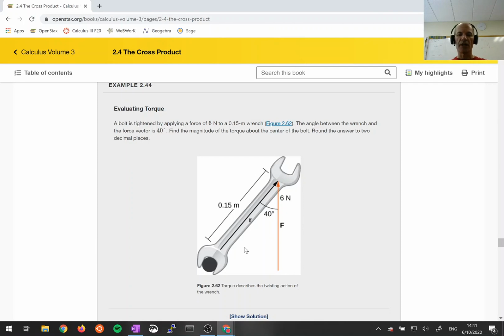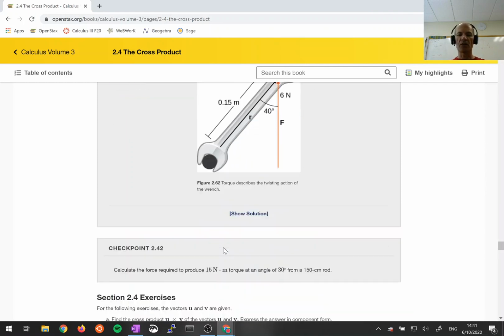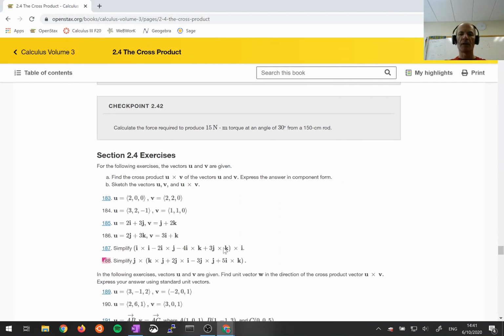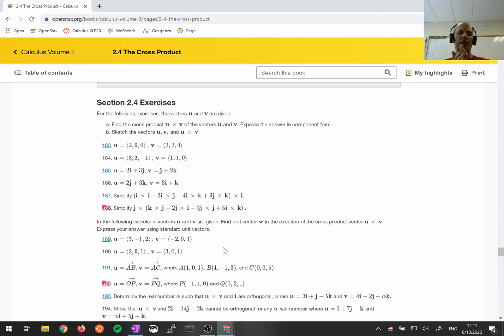Here's a wrench, and we're applying a force of 6 newtons in a particular direction, and the length of the wrench is 0.15 meters. You figure out the 2 vectors, you take the cross product, and that gives you the torque. Okay, so that's our rapid fire sail through the cross product.